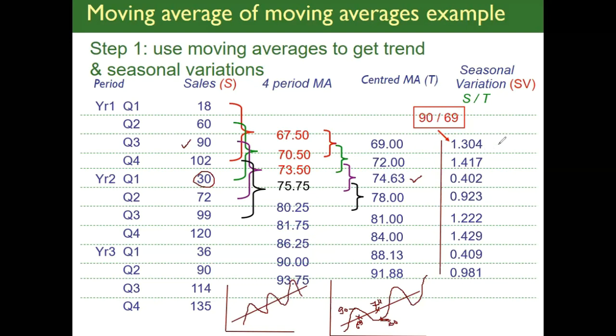It says that in quarter number 3, the actual value is 1.3 times the average value. So actual value is higher, it is 1.3. In quarter number 4, it is 1.4 times, so it is 40% more than the trend. The trend is 72, the average is 72, but actual is 40% more, it is 102. So how does it help us? Once we calculate these things, how does it help us?